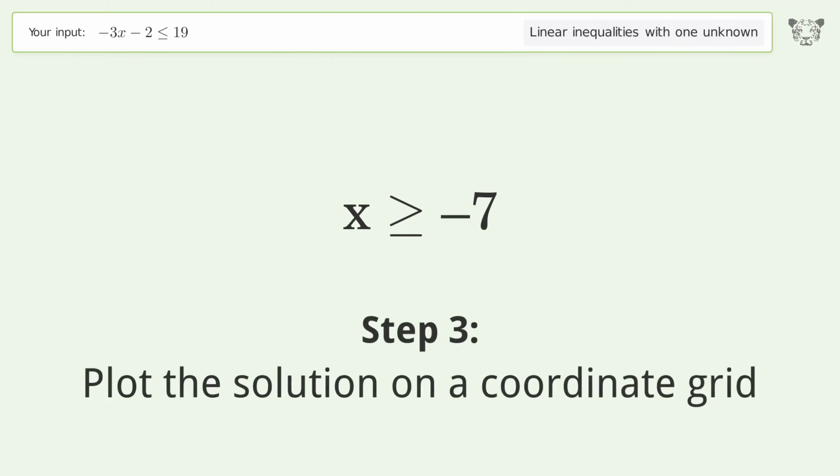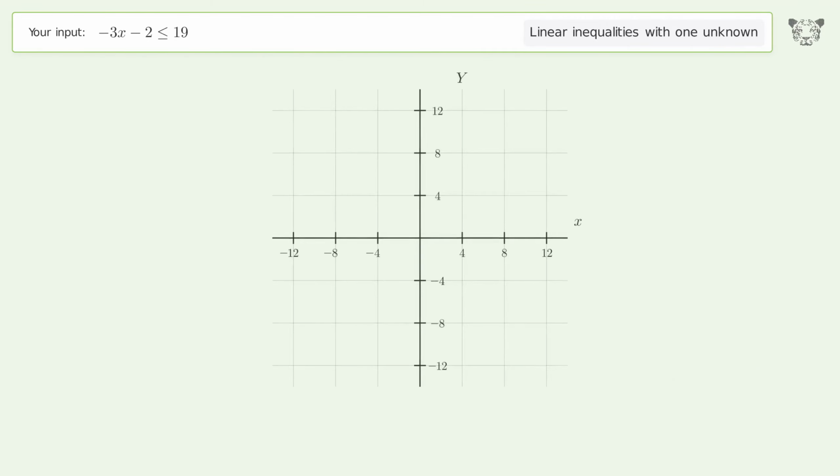Plot the solution on a coordinate grid. And so the final result is x equal or greater than -7.